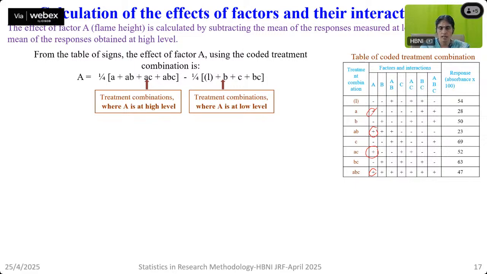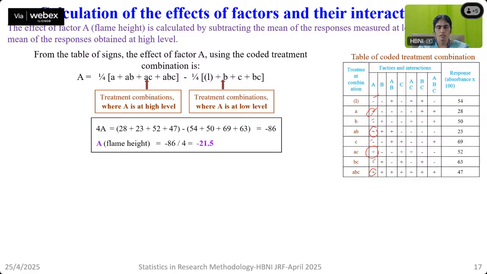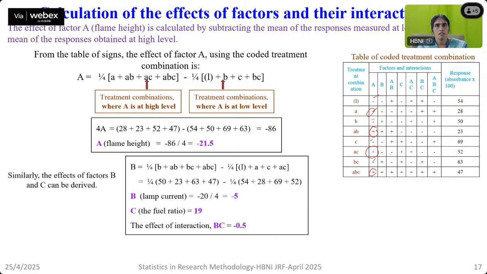Sum them and divide by 4, and subtract wherever A has negative values, that is (1), B, C and BC. You take the values of the response, or the absorbance, which is called the response. You will see the final effect of change in the flame height from low to high value, 15 mm to 25 mm, will be a final impact of minus 21.5 on the output or the response. That means as I increase the flame height from low to high value, the response is decreasing. There is an inverse relationship between the input factor and the response function.